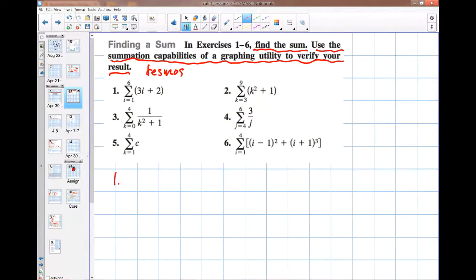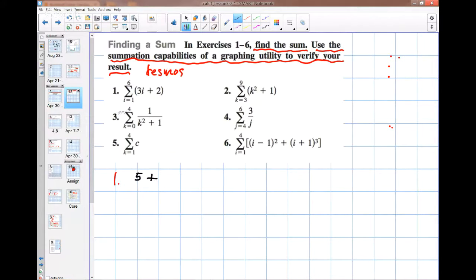Okay, my pen bugged out again. Trying to get my pen back. In the meantime, I'll try to write with my cursor, which is always fun. 3 times 1 is 3 plus 2 is 5. So the first answer is 5.